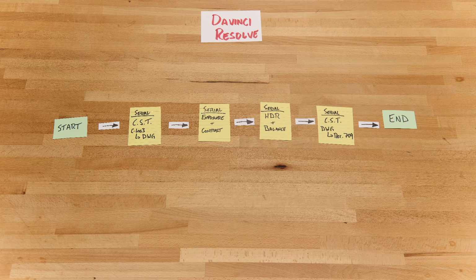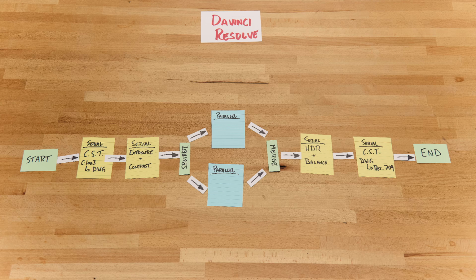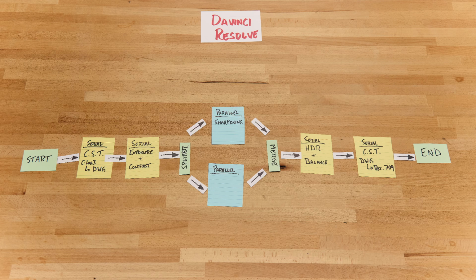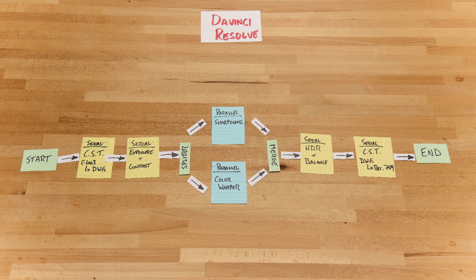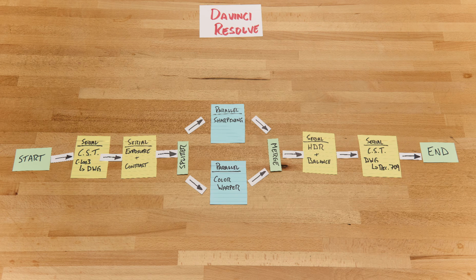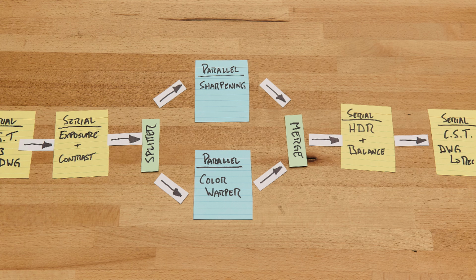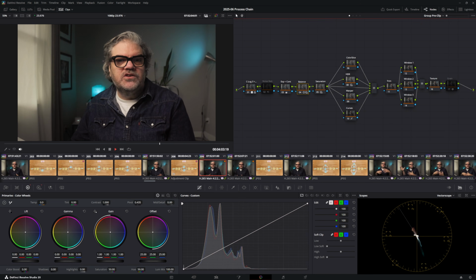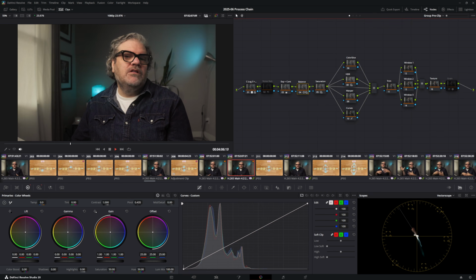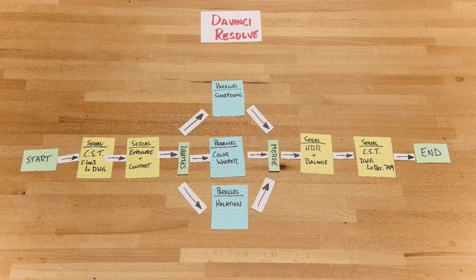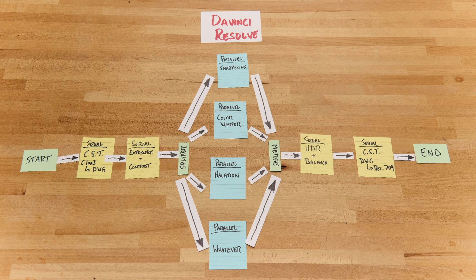Now Resolve adds another dimension with parallel nodes. These allow adjustments on each node to be processed simultaneously and independent of one another, instead of sequentially. For instance, you might apply sharpening in one parallel node while using a color warper in another. Each adjustment occurs independently after the exposure and contrast node and then merges back together before proceeding to the next serial node. More advanced node trees might include multiple serial nodes for distinct stages of color correction, exposure, color balancing, film looks, and multiple parallel nodes handling fine details like halation, selective sharpening, or color warping. Essentially, you're building a custom assembly line for your final image.